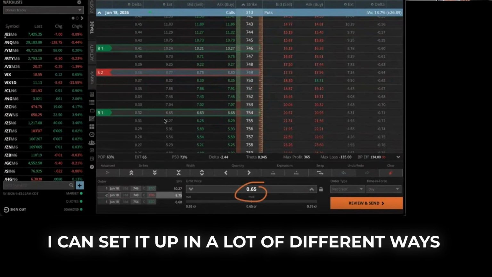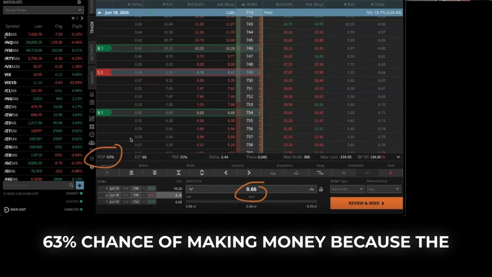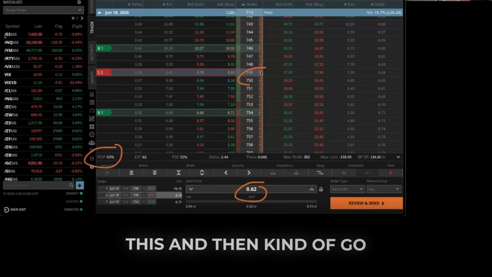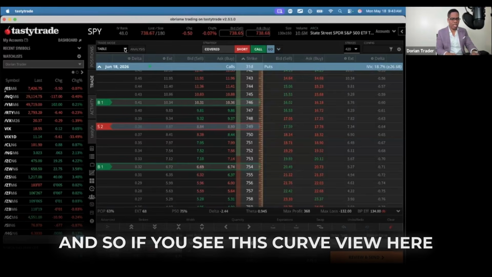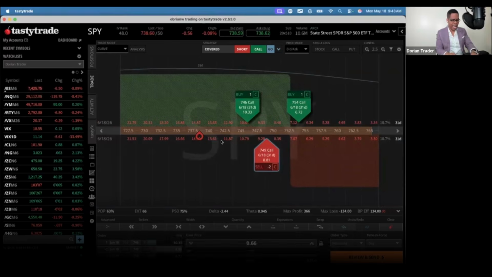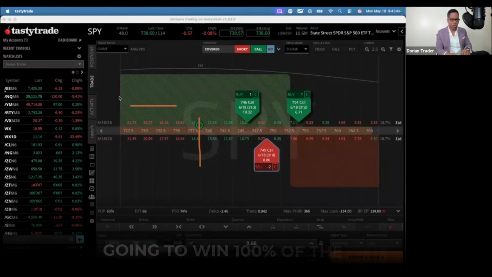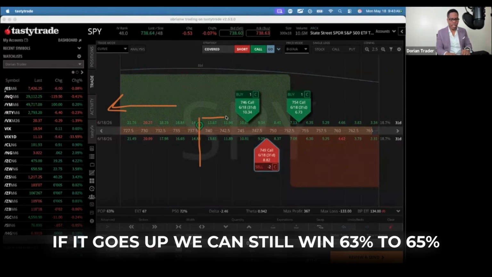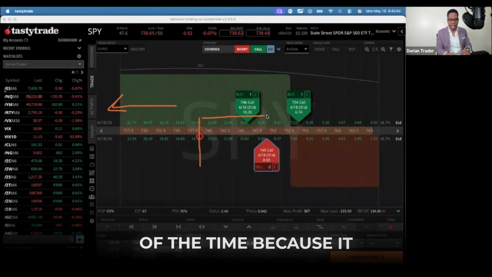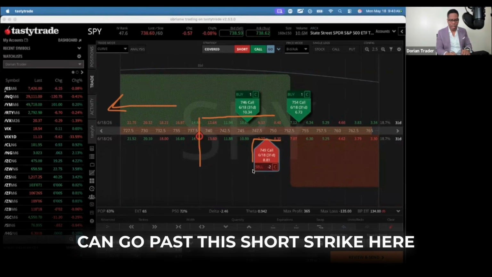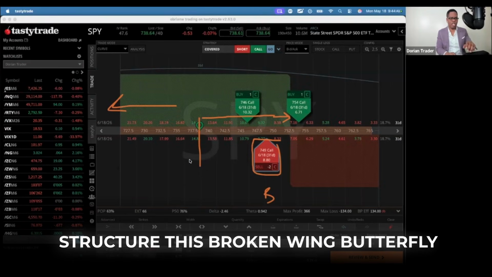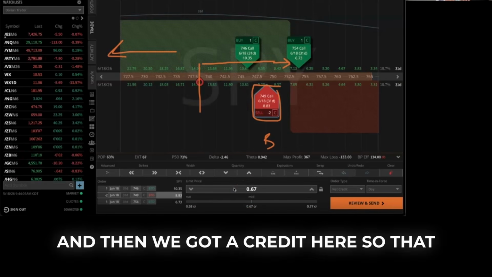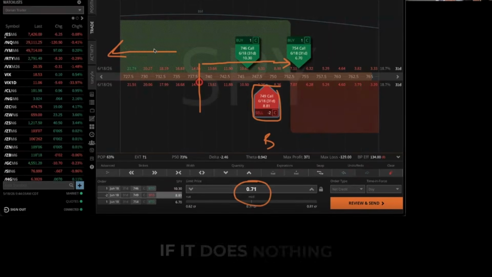I can set it up in a lot of different ways, but you can see in this example, we have a 63% chance of making money because where we start losing is that it has to go past this and then kind of go to like 751 almost or 750. And so if you see this curve view here, you'll see that this is the at the money line here. If it goes down, we're going to win 100% of the time. If it goes up, we can still win 63, 65% of the time because it can go past this short strike here, this body here, and we can still win. That's just the way you structure this broken wing butterfly. Okay. And then we got a credit here. So that allows us to still make money regardless if it does nothing.